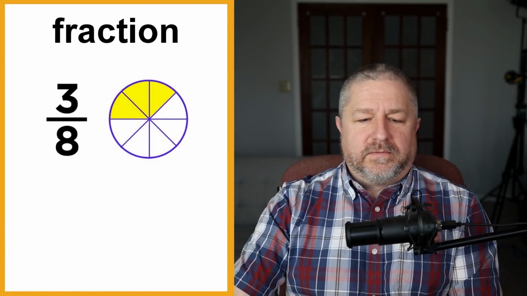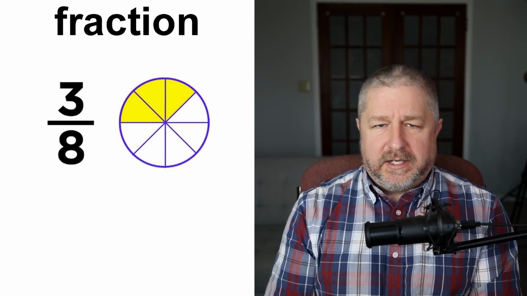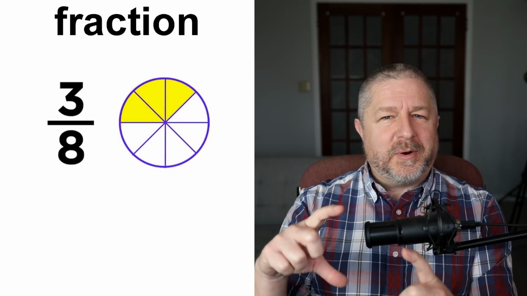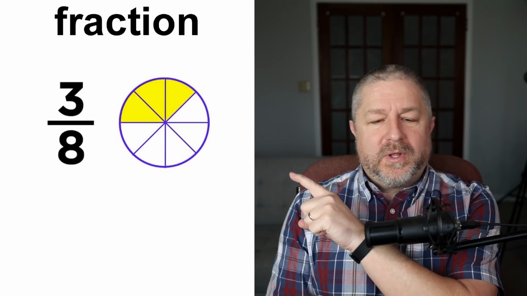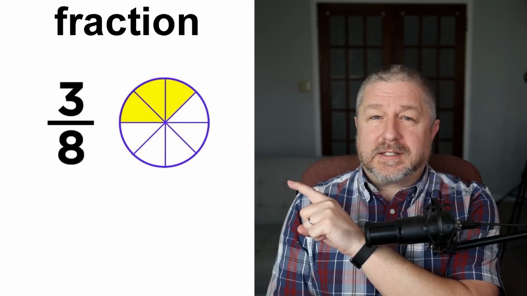So we have what are called fractions. And a lot of times when kids learn fractions in school, we usually show them pie graphs, or we talk about pie for some reason. As you can see, this pie or pizza has 8 slices, and 3 out of the 8 slices are yellow.